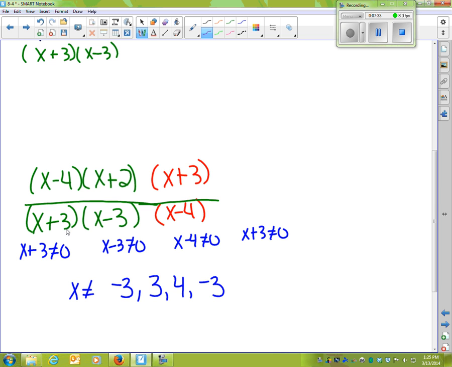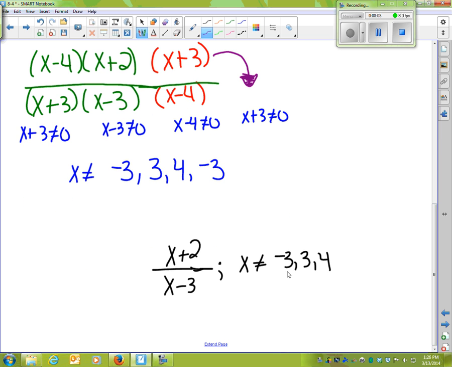The x can't equal negative 3 came from the first group. X can't equal 3 came from the second. X can't equal 4 came from the third group. And I remembered to go back to the original problem, x plus 3, that was originally a denominator and set it not equal to 0. So the negative 3 appeared twice. When you write your final answer, you only need to include it once. I did my simplification. The x minus 4 canceled. The x plus 3 canceled. And I have x plus 2 over x minus 3.